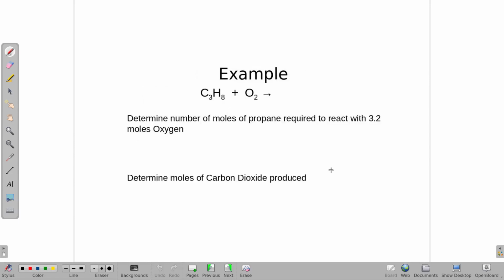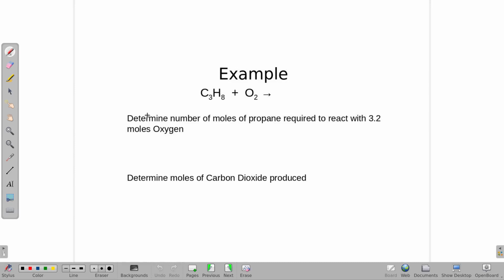Alright, so what do I mean by that? Let's think about this particular reaction. I only gave you the reactants, C3H8 and O2, and I want to know how many moles of propane would be required to react with 3.2 moles of oxygen. Well, if that reaction was left like that, that's implying that there's one C3H8 and one O2. So if it requires 3.2 moles of oxygen, it would require 3.2 moles of propane because it's a nice one-to-one relationship. But the entire equation's not balanced. So the very first thing we need to do is balance that equation.